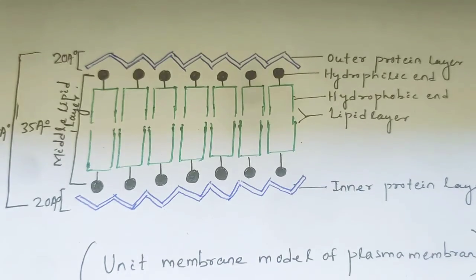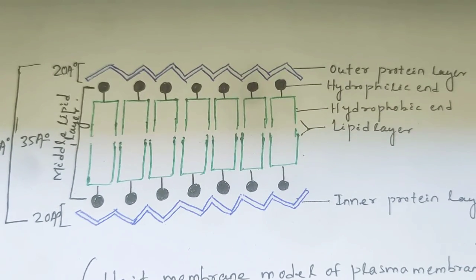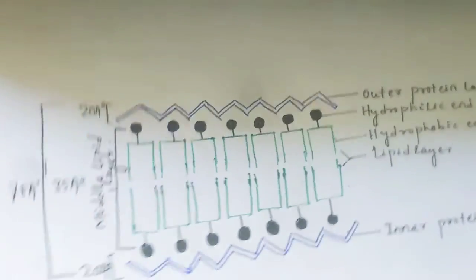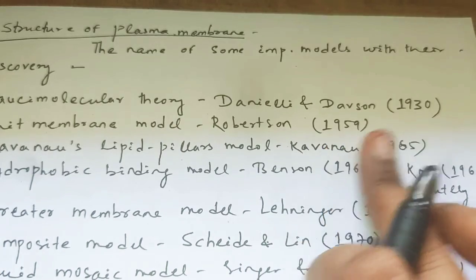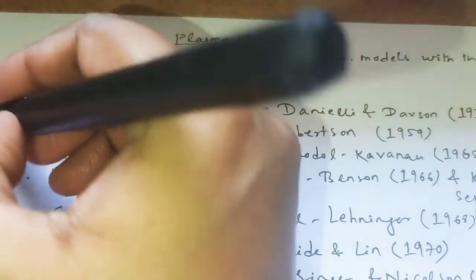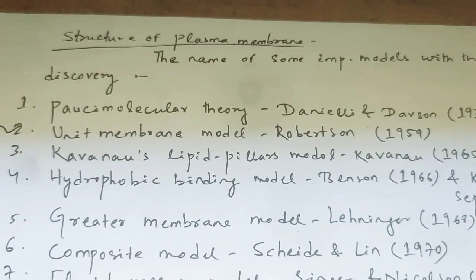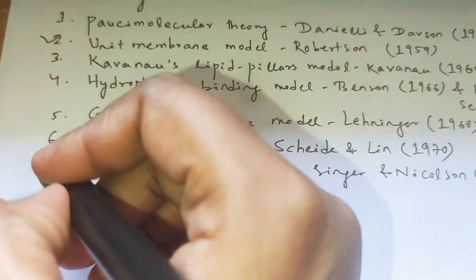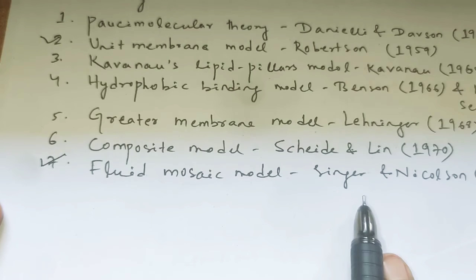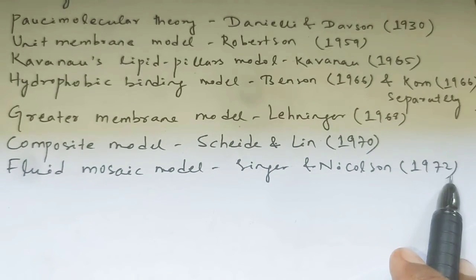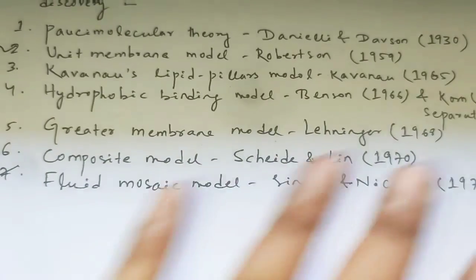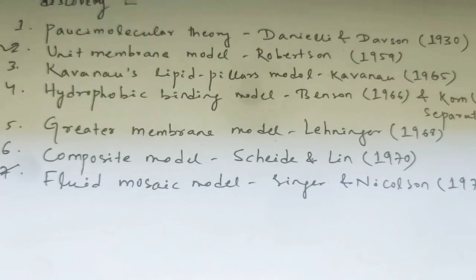Robertson. Remember, here I already discussed this model, given by Robertson in the year 1955. This one is most important. And now we also cover the fluid mosaic model, which is given by Singer and Nicholson in the year 1972. The years are most important. Try to remember all of the years with the scientist names. Okay, so come here, the fluid mosaic model.